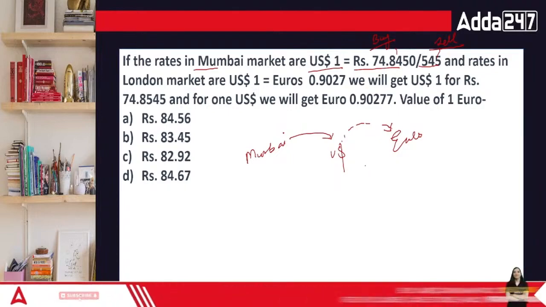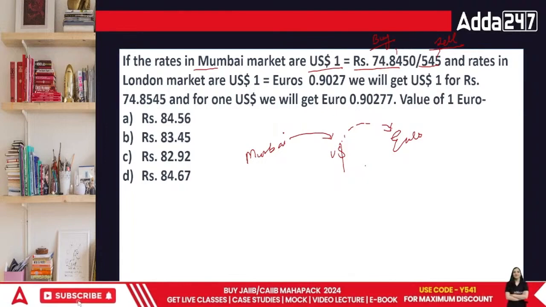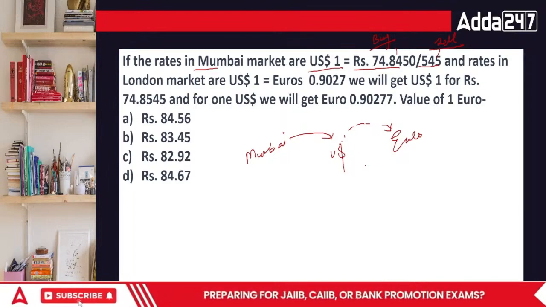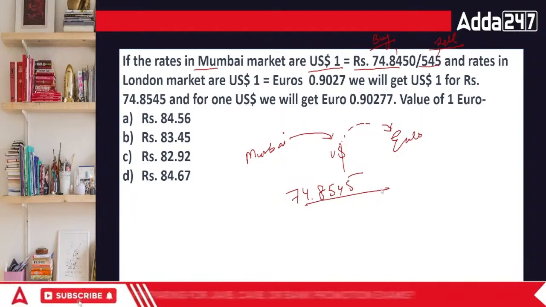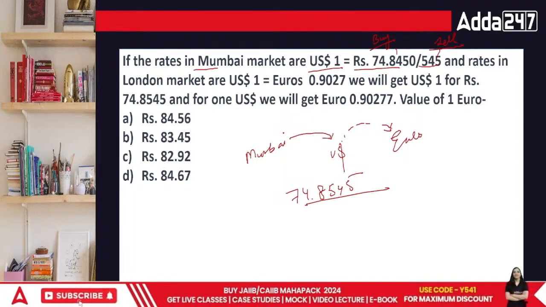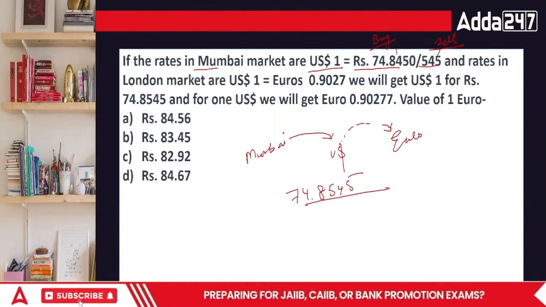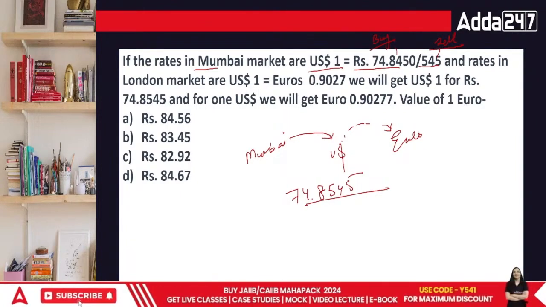If the rates in the Mumbai market are US dollars 1 is equal to, if you buy US dollars, then it is 74.8450. If you sell, then this is 74.8545. The last three digits are going to be the same. And the rates given in the London market are what? The rates in the London market are US dollars 1 is equal to euro 0.9027. That means if I give away $1, I will get not even one full euro. That means the euro is stronger.